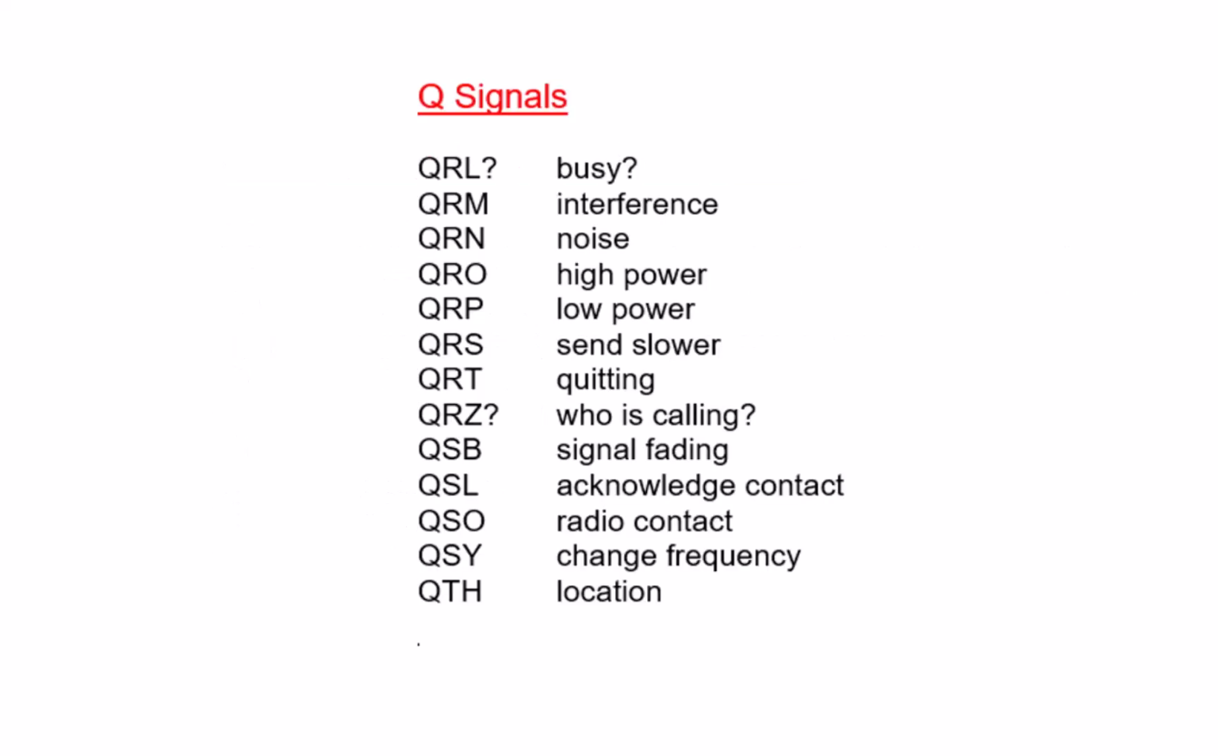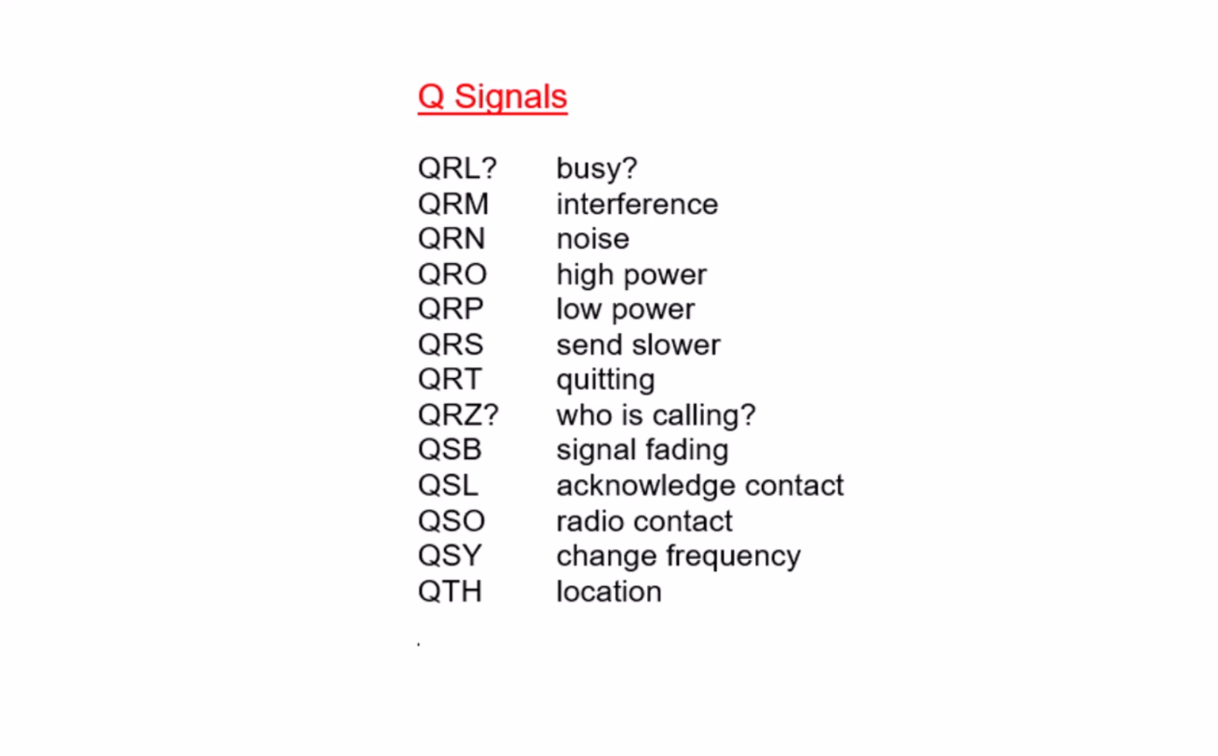Also, there are what are called Q signals. These are specific abbreviations that start with the letter Q, and if you memorize some of these or have a chart that you can look them up quickly, that helps. I have a chart in my ham shack, so if somebody sends one I'm not familiar with, I can quickly look it up on the wall. You get used to these on the air after a while.